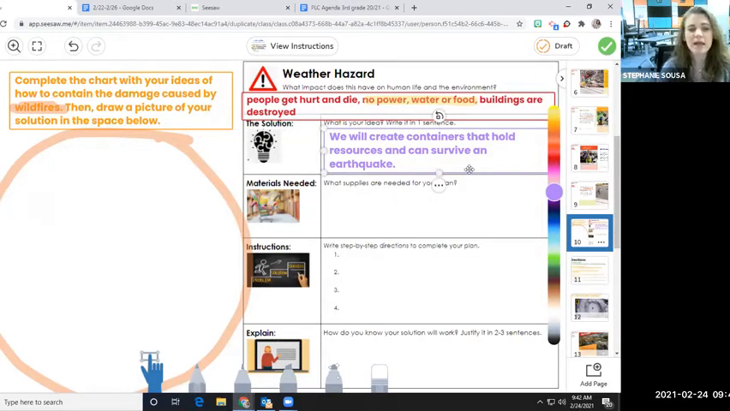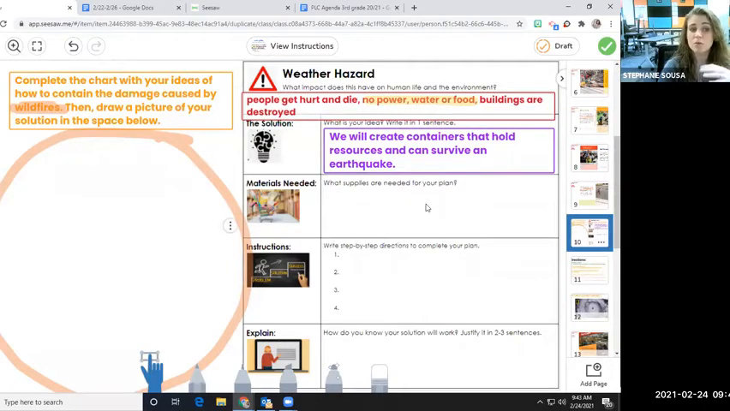Okay. So we can create some containers that hold resources that can survive an earthquake. If we do this, we're going to be able to help people who have survived the earthquake not die from further stress. I want you to think about that. You survive an earthquake, but then you're going to starve to death because you can't find food. So this is still preventing a problem that happens because of the damages of earthquakes.